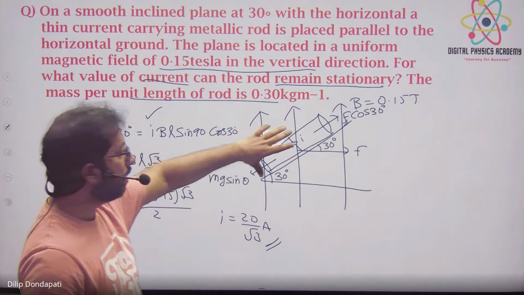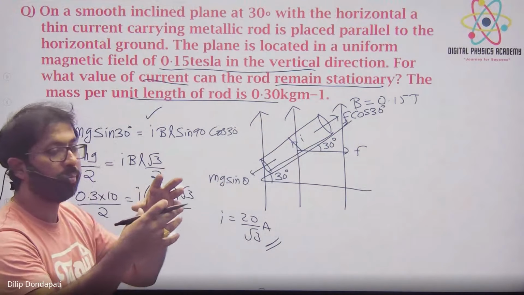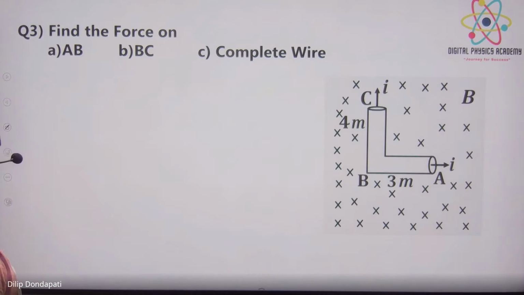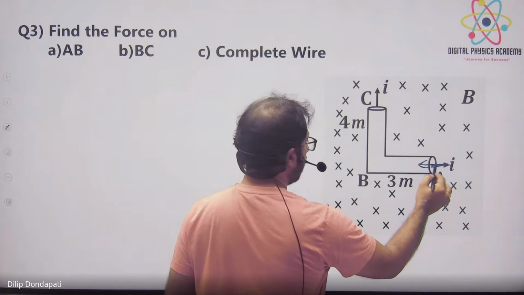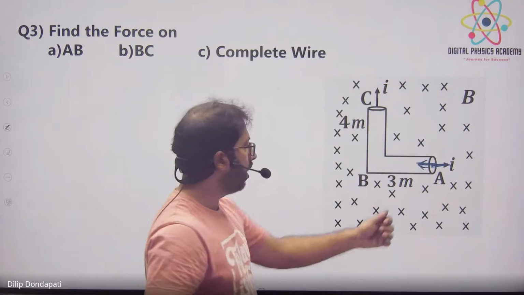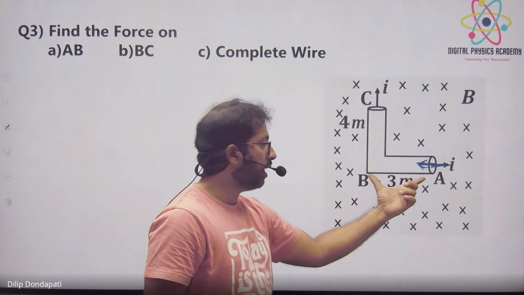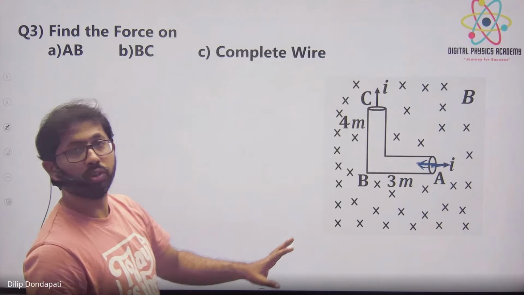Now, till now we learned about one conductor. Now I am using a different shape of conductor, and we'll see what happens. Now find the force on wire AB. The current is coming like this and going like this. I want to find the force on AB wire, BC wire, and the force on the complete wire.